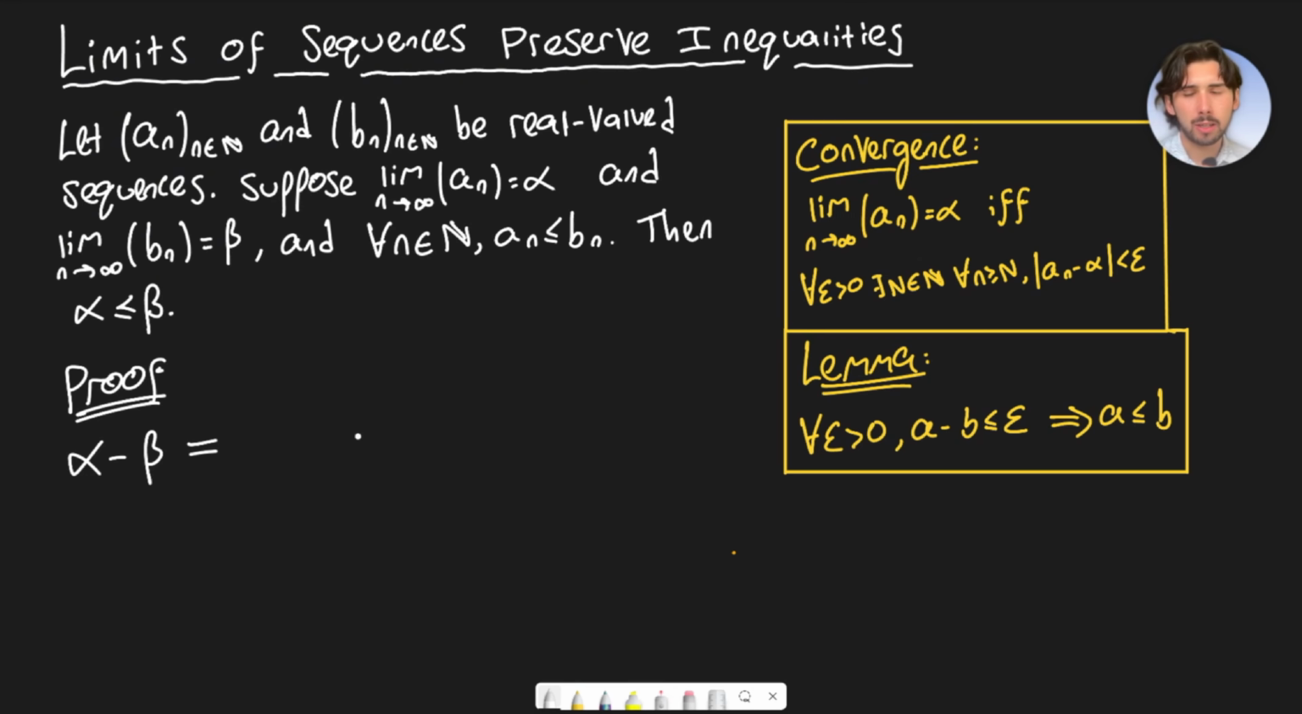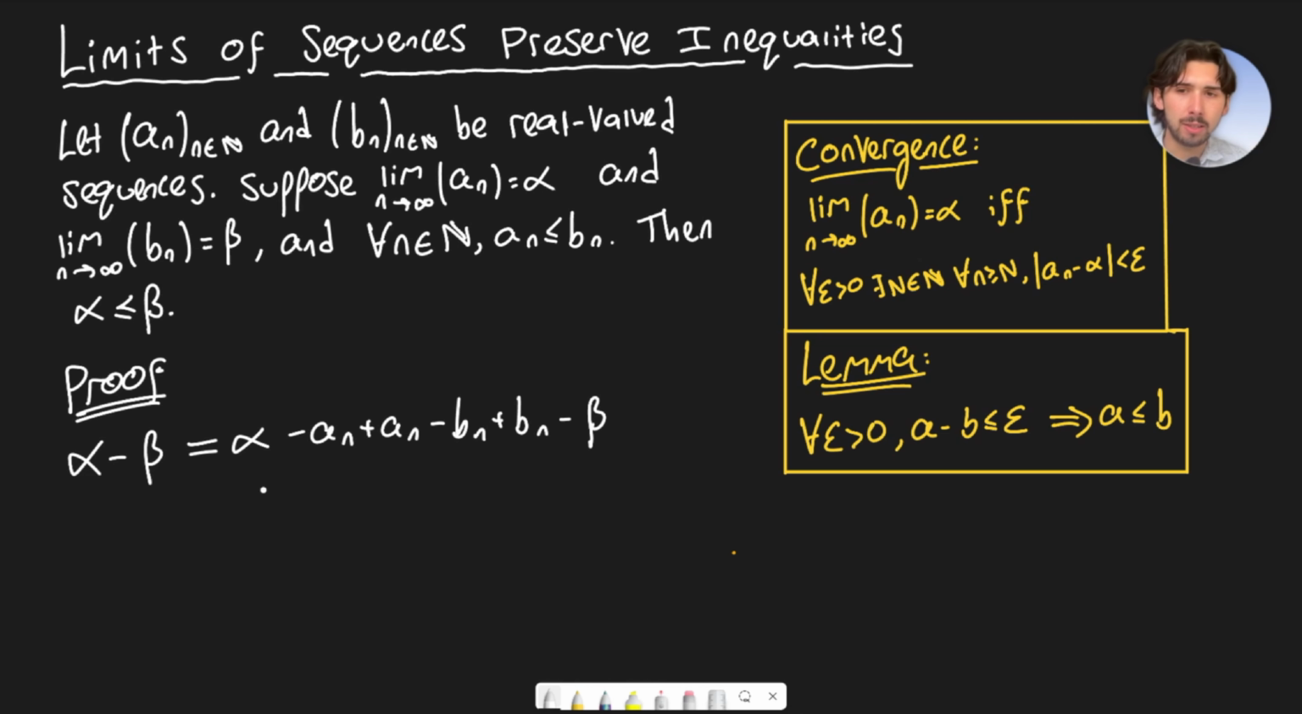So I'm going to do a trick. I'm going to rewrite alpha minus beta as alpha minus an plus an minus bn plus bn minus beta. So I've kind of added 0. I've subtracted an, I've added it back. I've subtracted bn and I've added it back. I'm allowed to do that. I've not changed the value of it because every time I've taken something away, I've just added it back on.